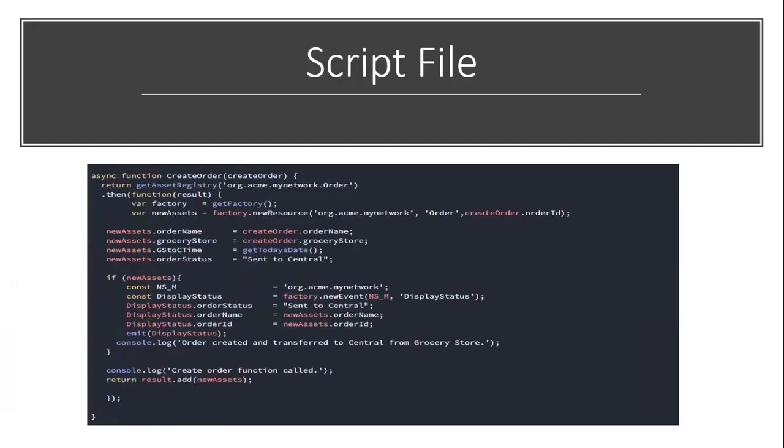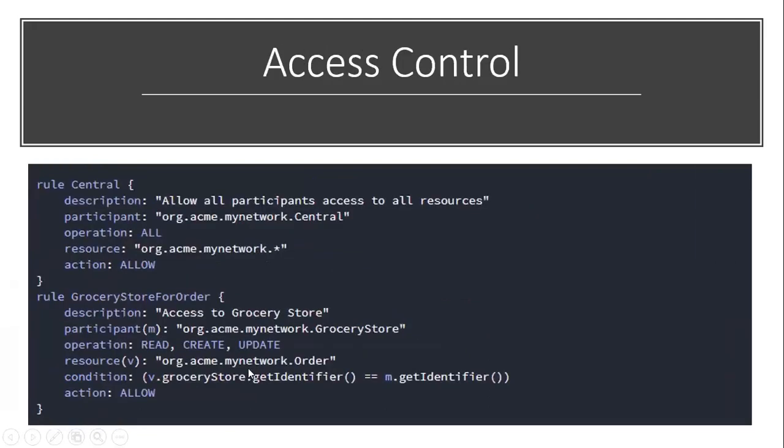Next we come across the script file, where our transactions are written. The transaction processor function file contains the JavaScript logic to execute the transactions defined in the model file. Here, the CreateOrder transaction is intended to simply create the order with its details and capture the timestamp of the creation of the order. Moving forward, we have the access control rules, wherein we define whether a participant will have read, write, or create access. Now that we have the business network ready, we make the BNA file using the Hyperledger Composer command line. Let's get back to the deployment of this BNA network.